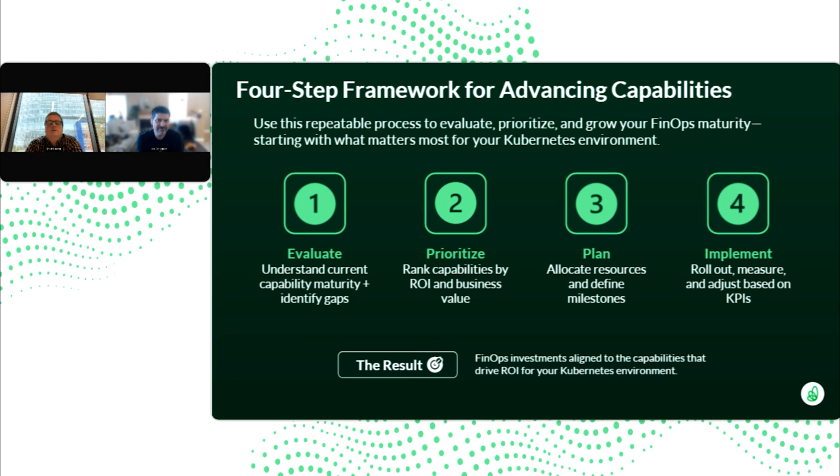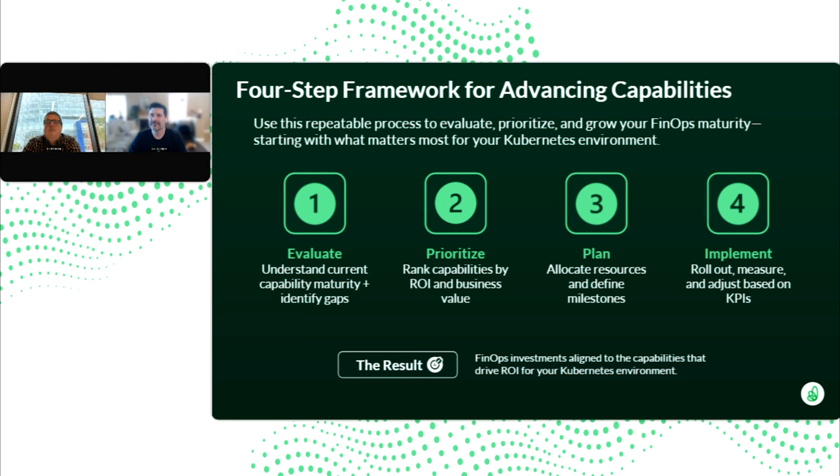And again, to not sound like a broken record, it's all about what matters most for your business. Your Kubernetes environment is your environment. It's your business. You have the way that you run your business. So you need to do this evaluation with line of sight into what you're trying to achieve from a business goal. There are some questions that you want to ask along the way, right?